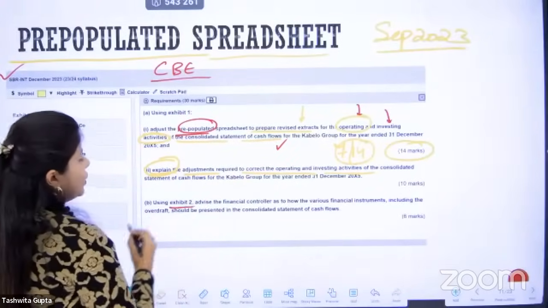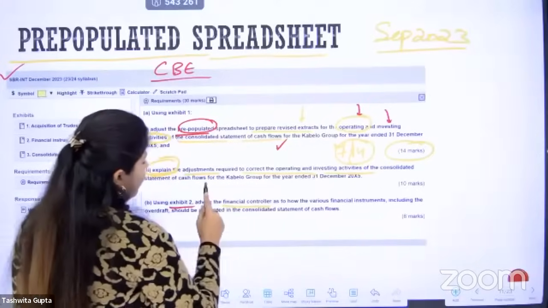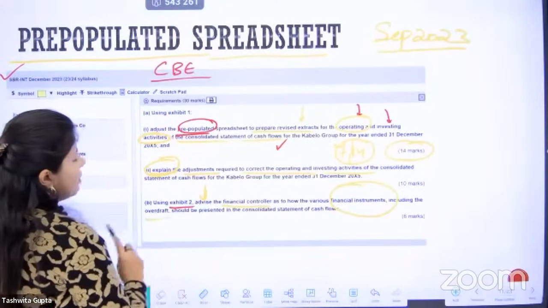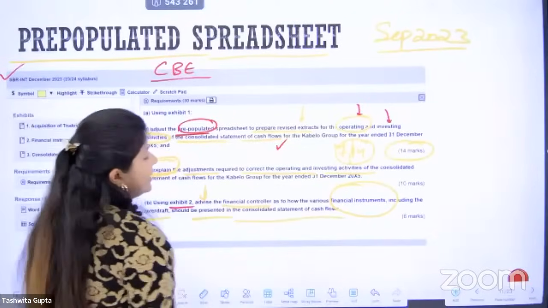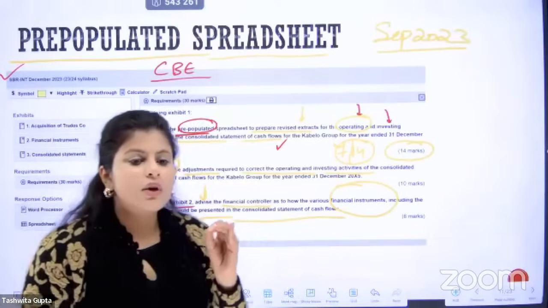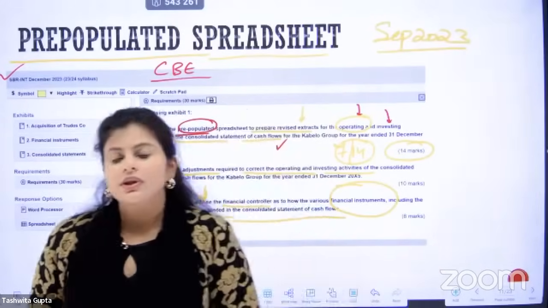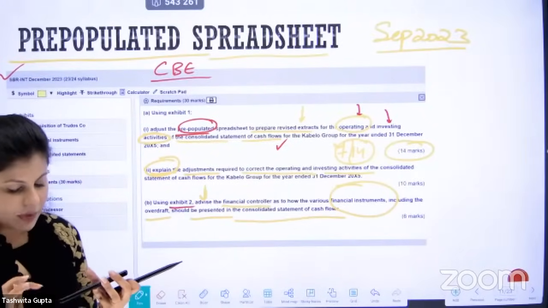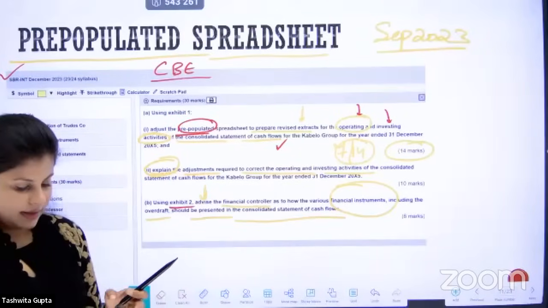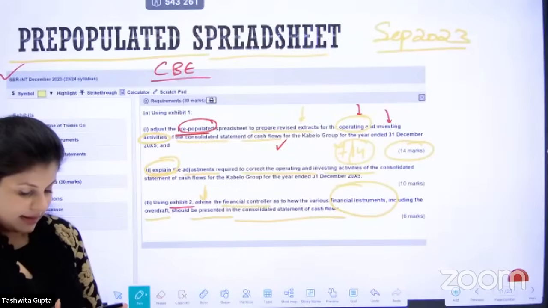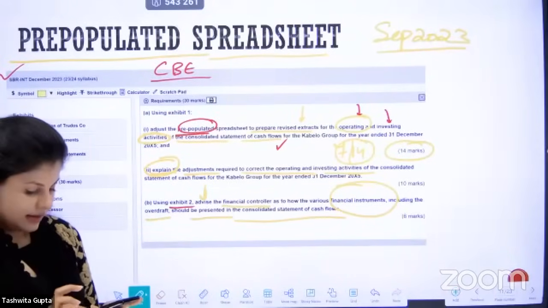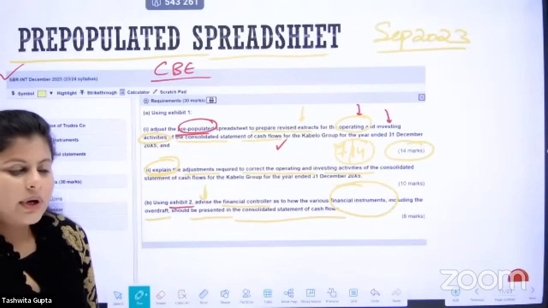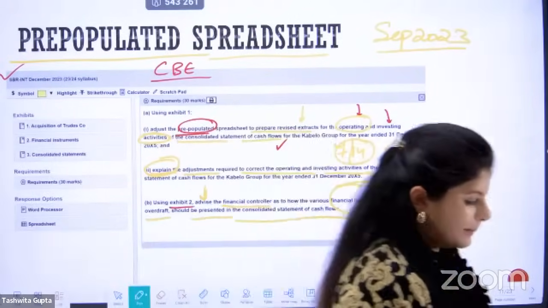Then using exhibit 2, advise the financial controller. Advice means explanation as to how various financial instruments, including overdraft, should be presented in the consolidated statement of cash flow. So they are talking about overdraft. Do you guys remember this question? Overdraft question. Can my students give me the answer on the chat box? I'm looking at the chat box now. We did this. Come on, tell me overdraft. Which question was it?